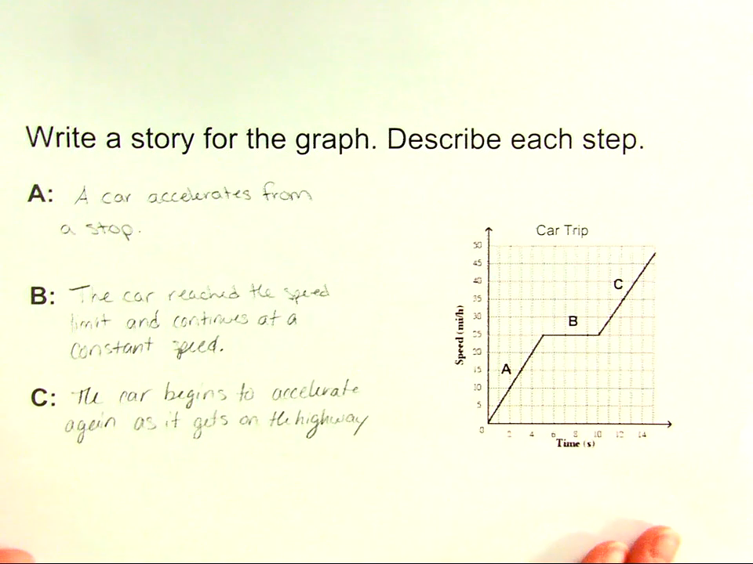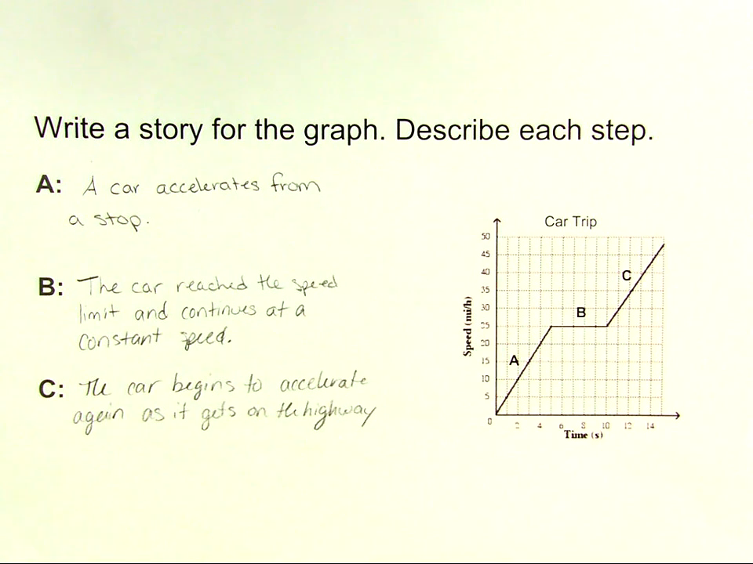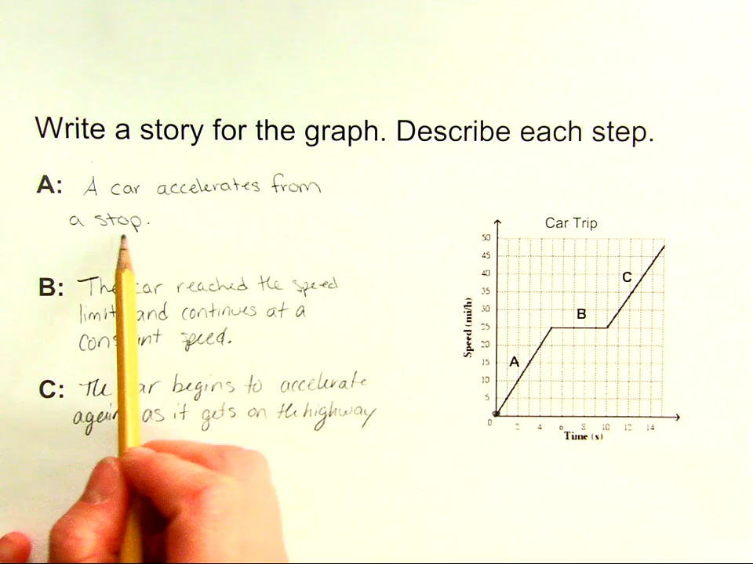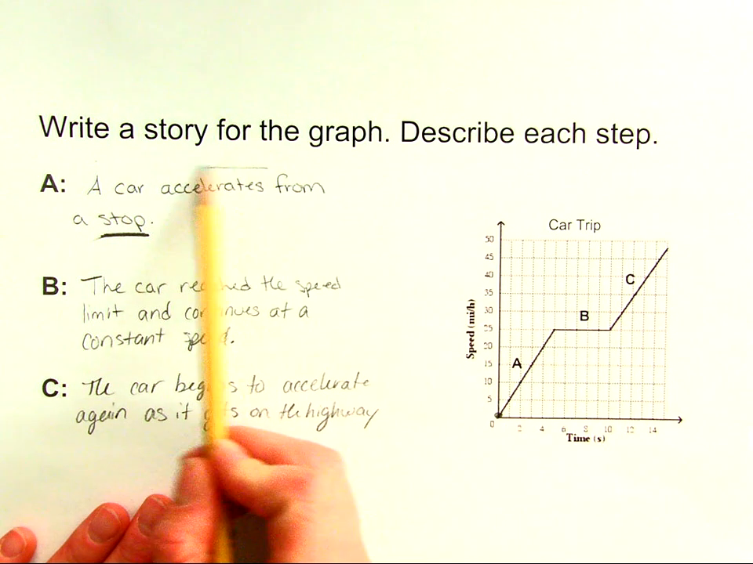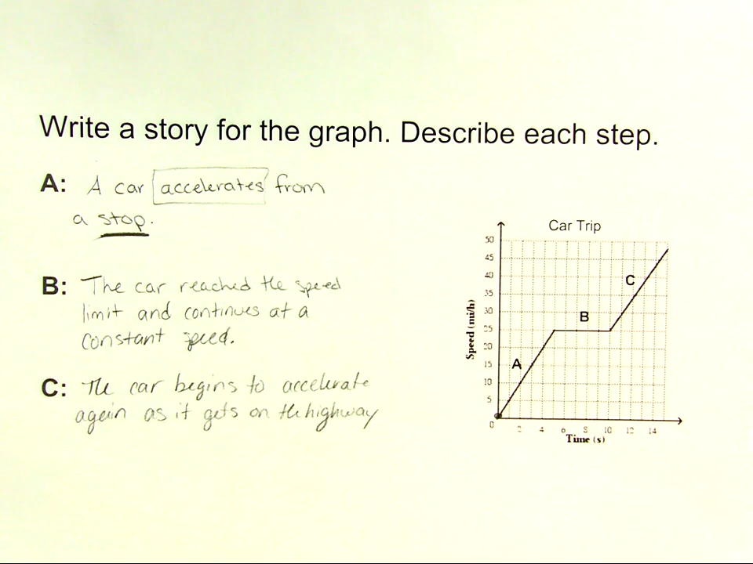So this is my story. I said the car accelerates from a stop, right? We started at 0, so make sure you talked about car being at a stop. And our speed is increasing, which means we are accelerating or speeding up. So those would be some key things I'd be looking for in part A if I was grading this on homework or a test. B, the car reached the speed limit and continued at a constant speed.